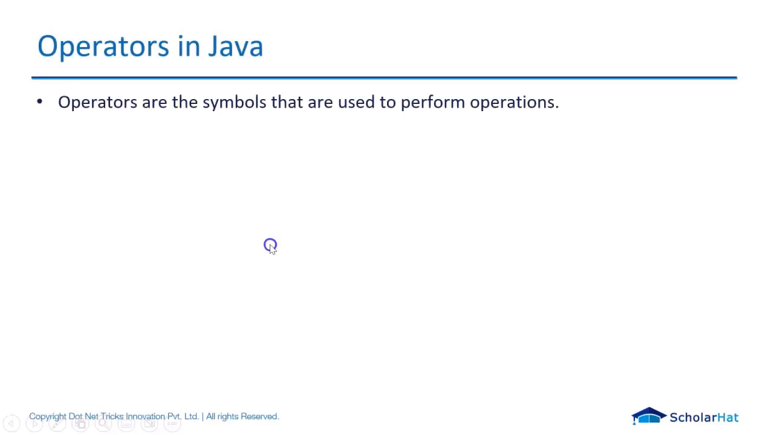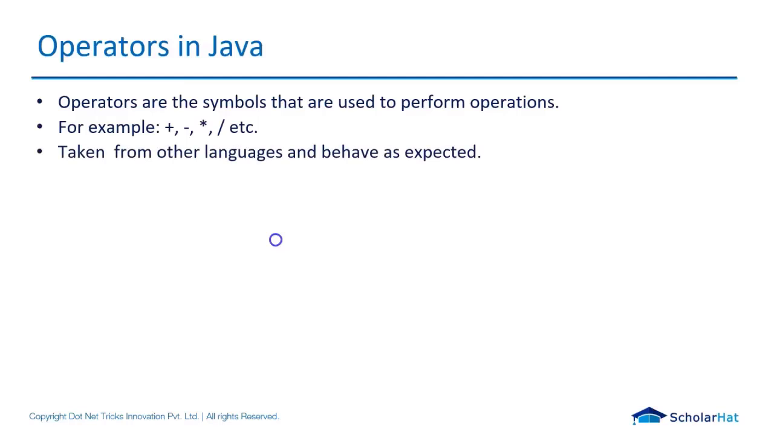Today in this session we will talk about operators in Java. Operators are symbols that are used to perform operations on the basis of operands. For example, there are arithmetic operations that help in doing calculation, comparison and evaluations on the operands as well.